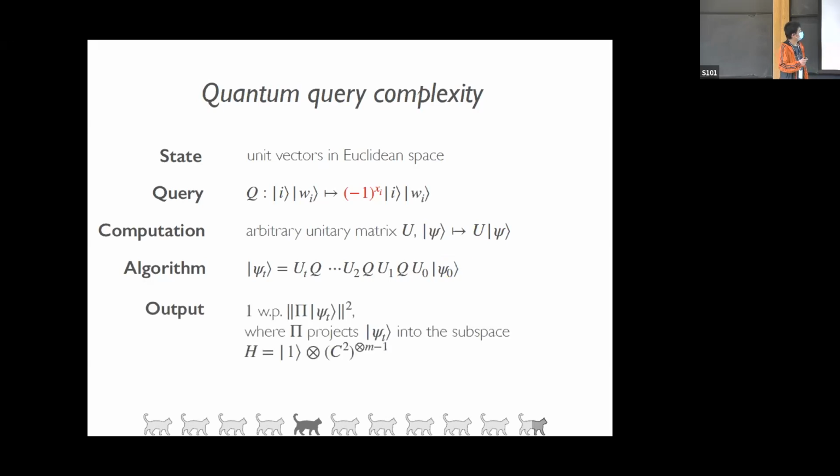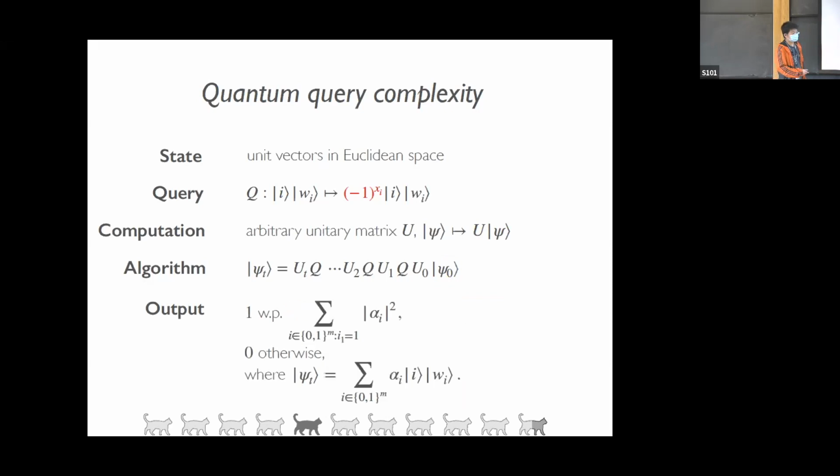Now, to output, we just measure the first quantum bit. Mathematically, we take our state and project it onto the subspace spanned by the vectors whose first quantum bit is a 1. That gives the probability that we output a 1. Or you can also write it as the sum of some amplitudes corresponding to those whose first quantum bit is a 1.